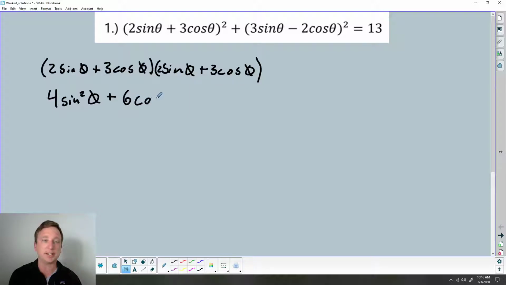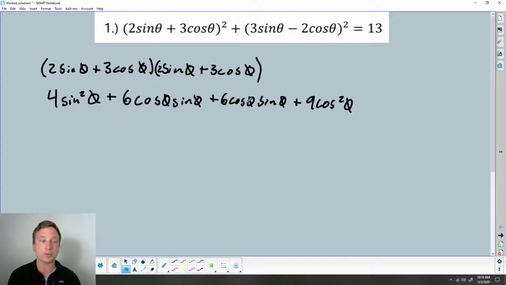Let's just be consistent and put them in alphabetical order. So cosine theta, sine theta. And then we have another 6 cosine theta, sine theta when we distribute the 3 cosine theta to 2 sine theta. So we have a second one, so 6 cosine theta again, sine theta. And now finally we're taking 3 cosine theta times 3 cosine theta, which is a positive 9 cosine squared theta. So there's our first one multiplied out.